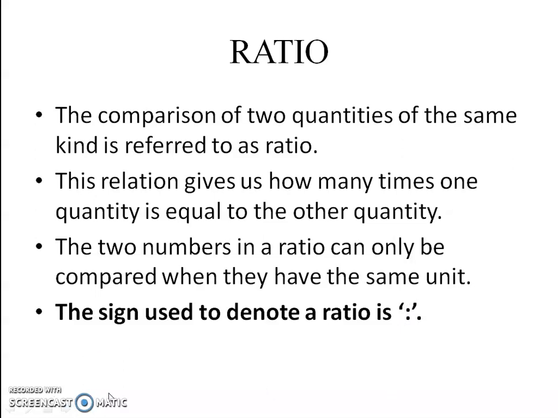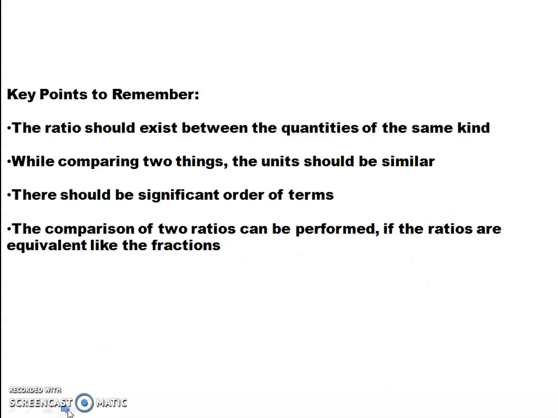Next, you have key points to remember for ratios. Learn these 4 points. The ratio should exist between the quantities of the same kind. While comparing two things, the units should be similar. Students, read the second point once again. While comparing two things, the units should be similar. This point I'll explain when we are doing the problems.